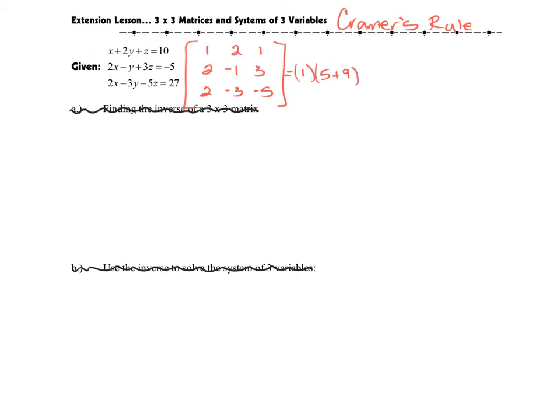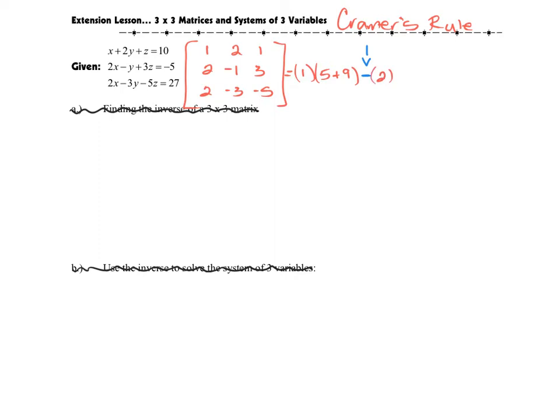Now this next part is the one that students often forget, and this next part needs to be a minus. So be really careful. This one needs to be minus. Then we're just going to move over, and we're going to focus on our 2.